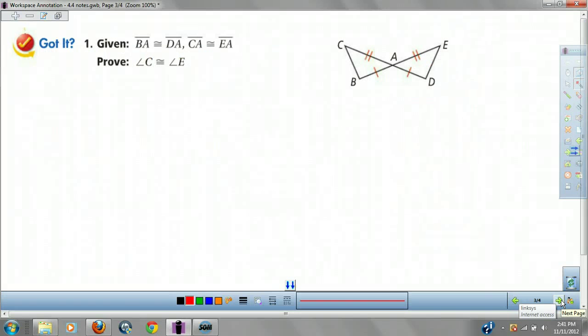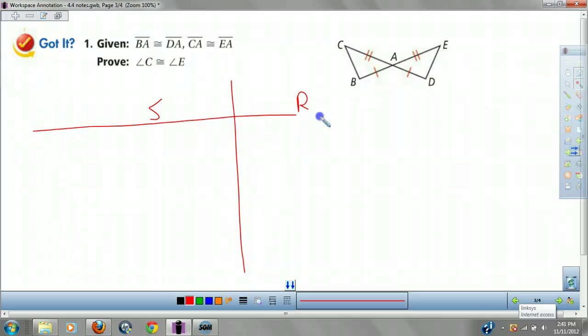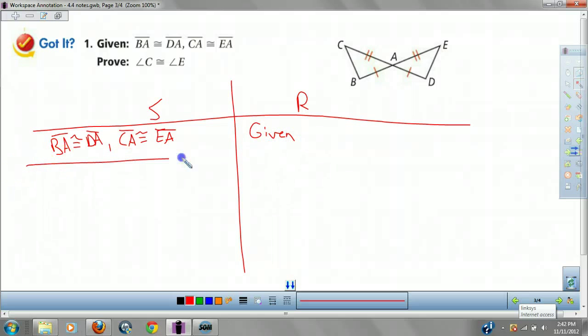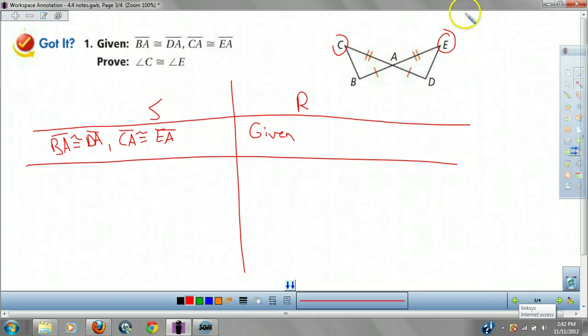Okay, proof time. My statements, my reasons. Put a box in here. The first thing we always start off with is our given. Easiest points in the world. Just go ahead and write down what's given to you and write given. There you go. Now we need to get angle C congruent to angle E, and we're going to need to use CPCTC to get there, because that's what this section's about.